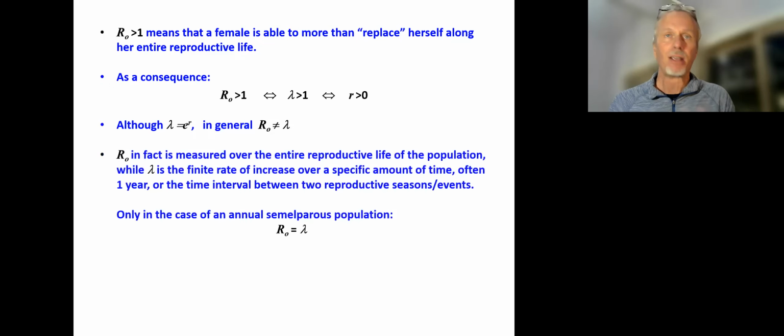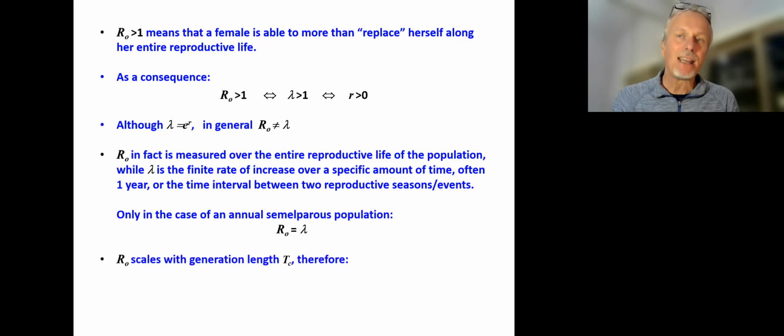The reason why they're different is that R naught measures over the entire reproductive lifespan of the population, while lambda is the finite growth rate of increase over a specific amount of time. For most populations, reproduction is from one year to the next year, for instance, the time interval between two reproductive seasons or events. And only in the case of an annual semelparous population do we get that R naught is equal to lambda.